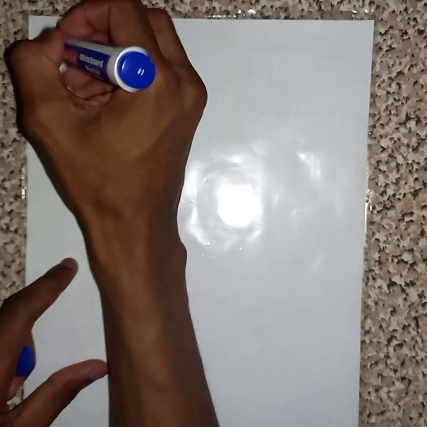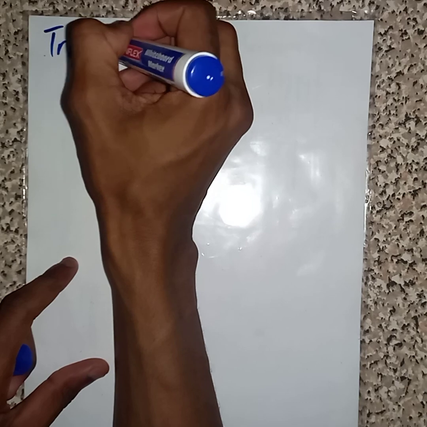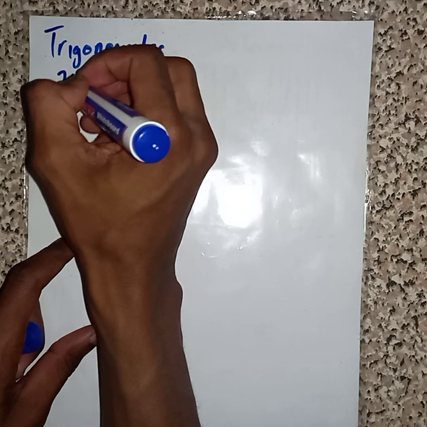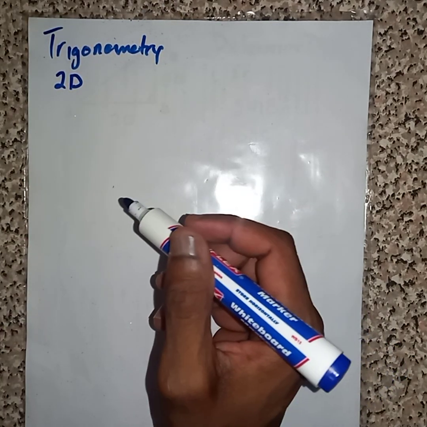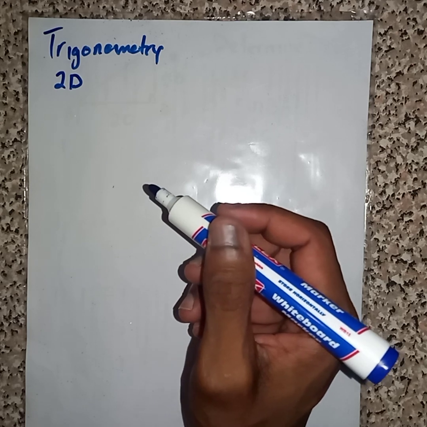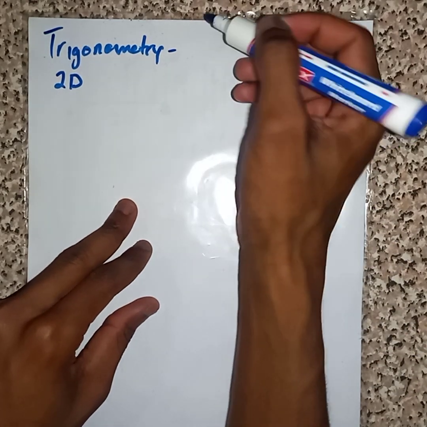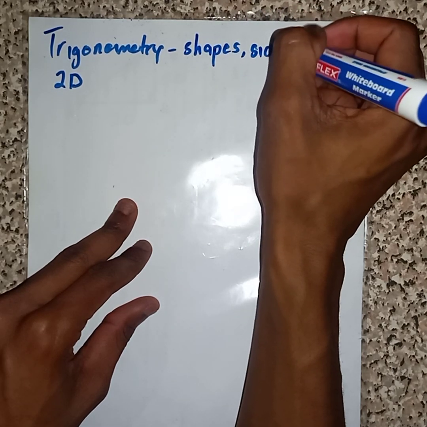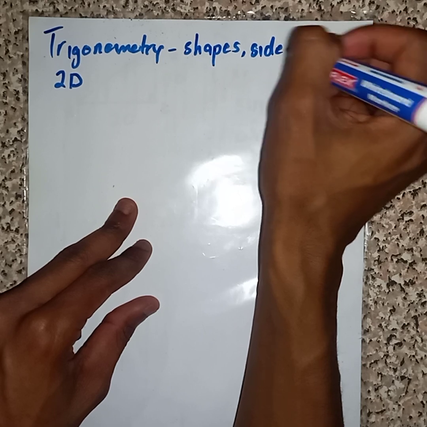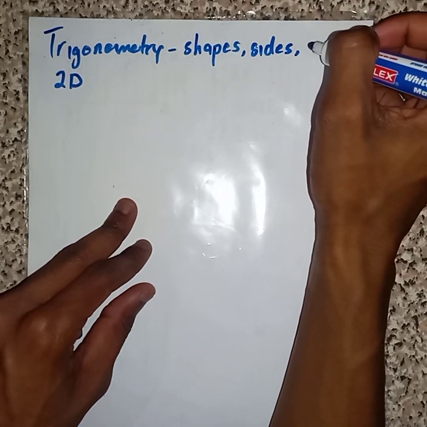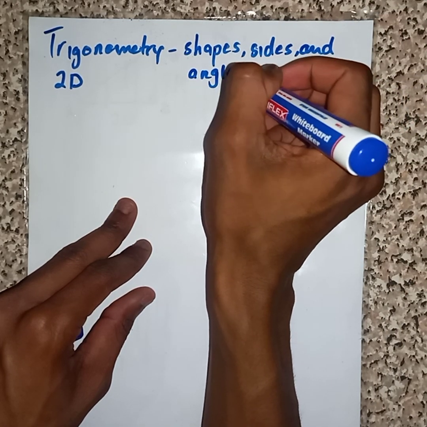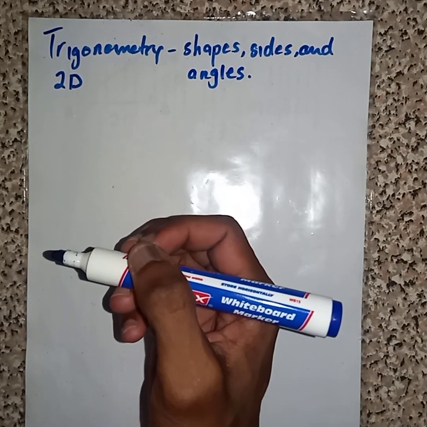Today we are going to do trigonometry, to be specific, the two dimension. What do we mean by the term trigonometry? It's a branch of mathematics that deals with figures, let me say shapes. It deals with shapes, size, the sides, and angles. This is a simple definition of trigonometry.